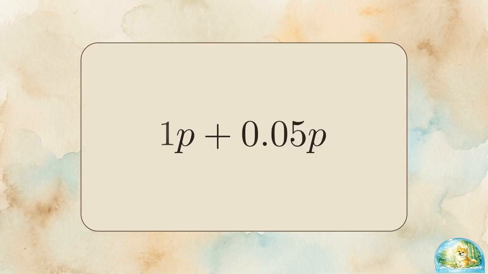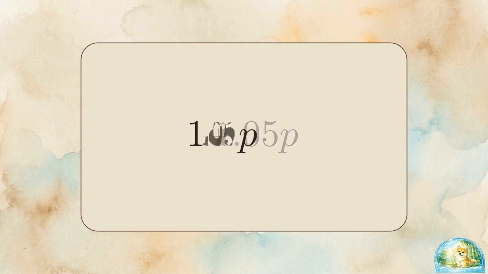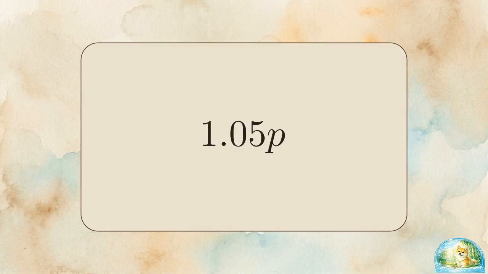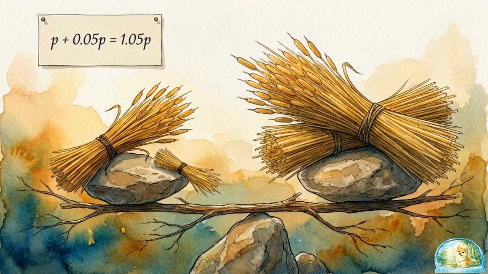We combine like terms. 1p plus 0.05p equals 1.05p. That new decimal translates directly to a percentage, 105%. By combining those addition terms, we can see that the total cost is exactly 105% of the original price.